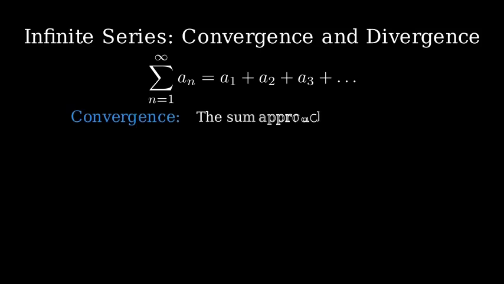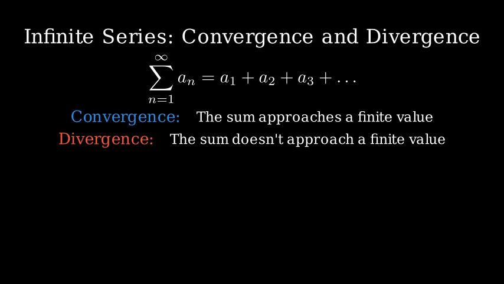A series converges if the sequence of partial sums approaches a finite limit. A series diverges if the sequence of partial sums doesn't approach a finite limit. It either grows without bound or oscillates without settling to a specific value.